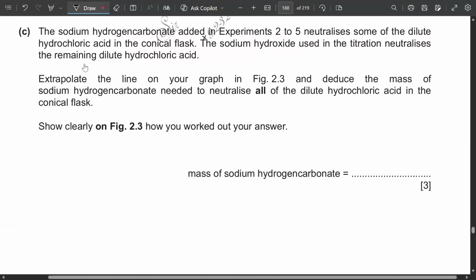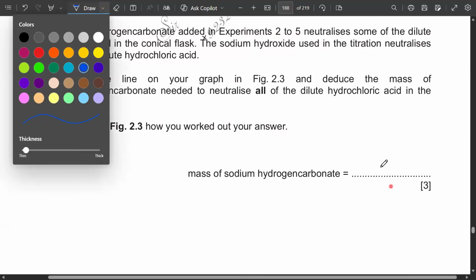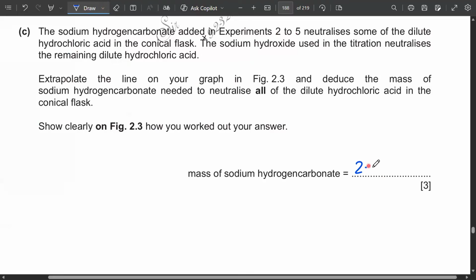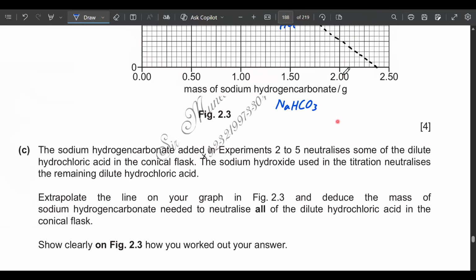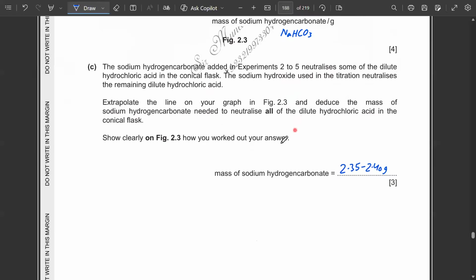So that's what I'm getting here. I will write the range 2.35 till 2.40 gram. You need to put two decimal places because all the values in the graph have two decimal places. All right, so this is done.